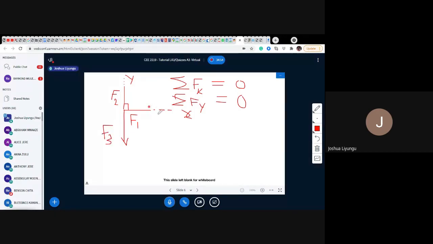That is F1, and that is F2. When I have another force, F3, you would realize that F2 and F3 are no longer zero force members. Why? Because if I apply the summation of forces in the y, you are going to find two opposite forces, that is F2 and F3, indicating that they cannot be equal to zero.